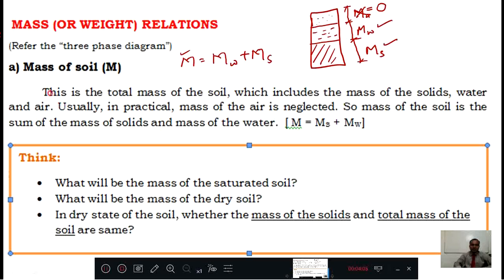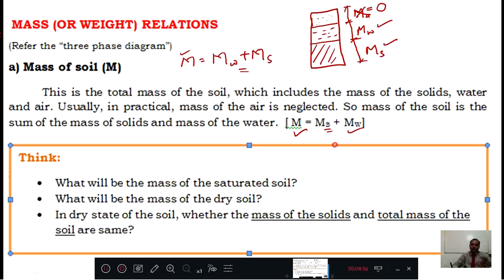Here it is written: this is the total mass of the soil, which includes the mass of solids, water and air. Usually in practice the mass of air is neglected, so the mass of the soil is the sum of the mass of solids and the mass of water. The same equation is written here: the total M is Ms plus Mw. Hope it is clear, right?